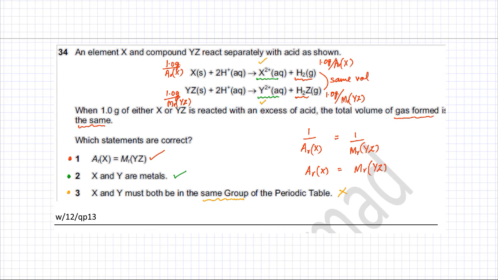So this third statement, we're not very sure. X and Y must both be in the same group. It could be that X could be in group 2 and Y could be a transition metal. So this statement is not always going to be true. So the third statement is not always going to be correct. So we're going to cross this statement out. This statement is not always going to be correct, but the first two statements look like they would always be correct. So the options 1 and 2 would be correct, and this option, according to the key, is option B.